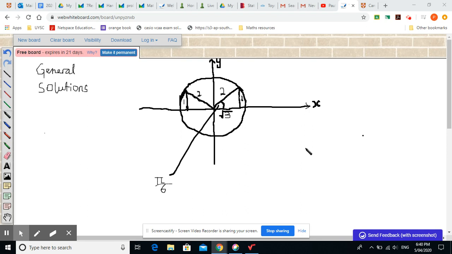Hello again. Welcome to part 2. So let's recap what we were talking about with the general solution of sine of x equals a half.